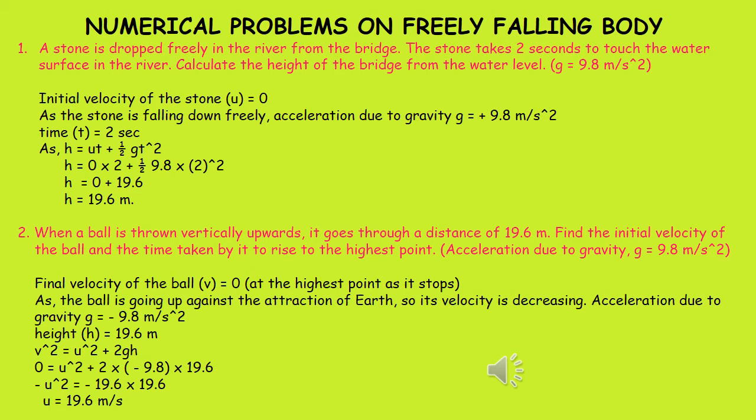Initial velocity we are assuming to be u. And as the body is moving up, its velocity is decreasing, so the acceleration due to gravity is taken to be negative. g is equal to minus 9.8 meter per second square, unlike the previous sum. Here we are finding u, so we are using the third equation of motion, v square is equal to u square plus 2gh. So 0 is equal to u square plus 2 into minus 9.8 into 19.6. If you reduce and simplify, we are getting u is equal to 19.6 meter per second.